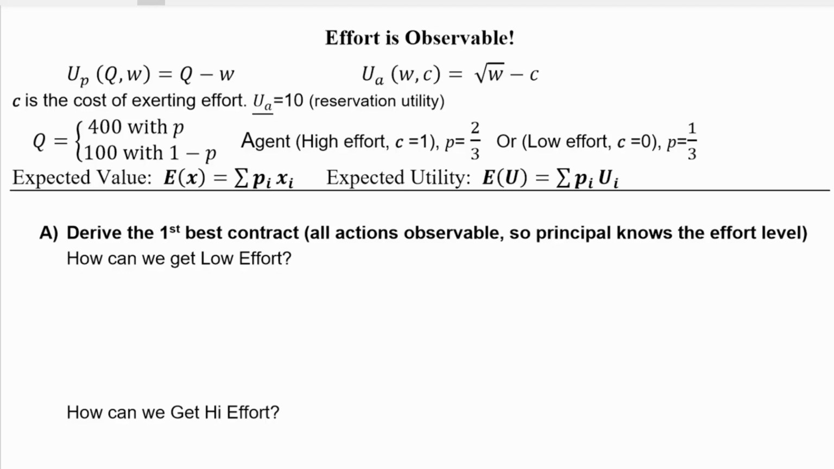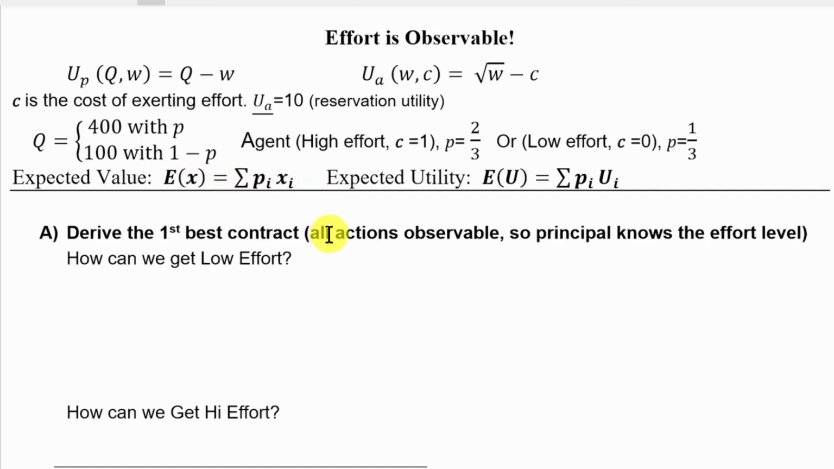So I wrote all of our information that we need to keep in mind up here at the top. We have the principal's utility function, output minus W. We have the agent's utility function, the square root of their wages minus the cost of effort, which is either 0 if they're lazy or 1 if they work hard. The reservation utility of the agent is 10, so they're never going to accept a contract that gives them an expected utility level less than 10. The output is 400 with probability P, 100 the rest of the time, and if the agent gives us high effort, the probability of the high output is 2/3, and with low effort, the probability of that high output is only 1/3.